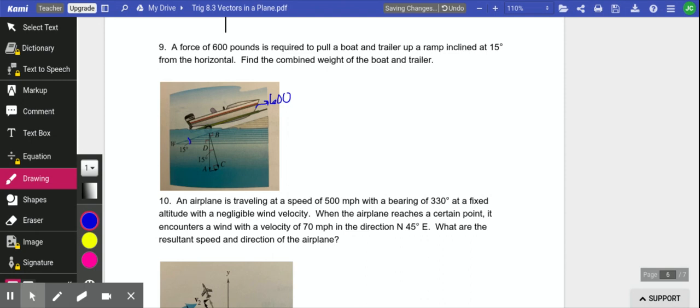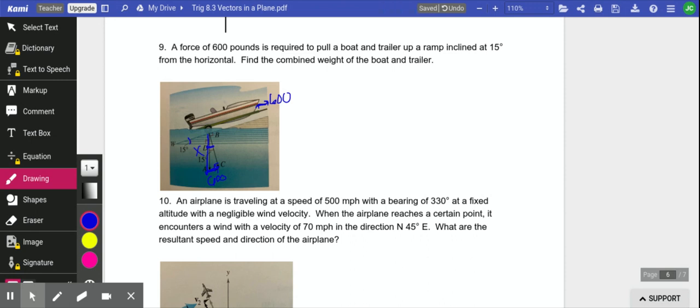We want to find the combined weight. You'll remember from physics that weight acts directly down, perpendicular. So we are looking for this thing right here. I'm going to call that x. Now, I'm just going to transfer this distance down here. That was 600. And then that 15 degrees, using similar triangles, is right there. So what we end up with is this right triangle, and we're trying to solve for x.